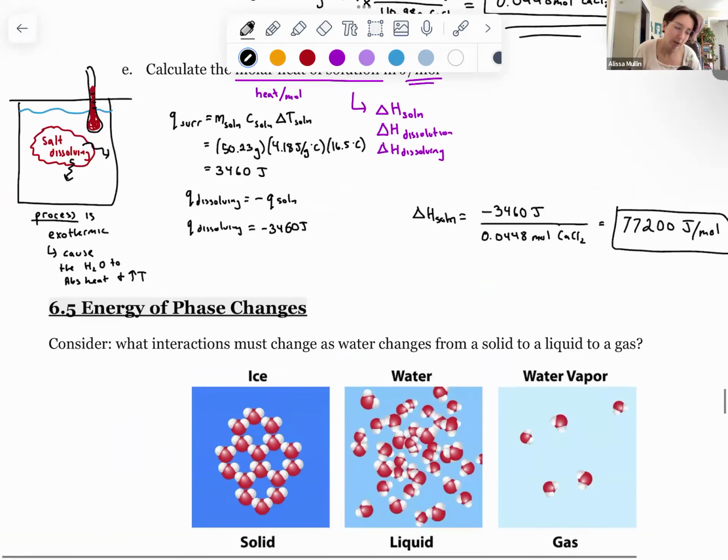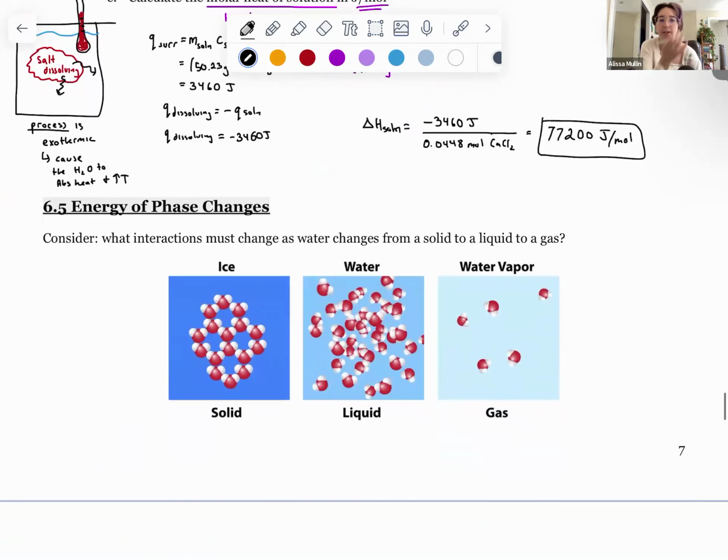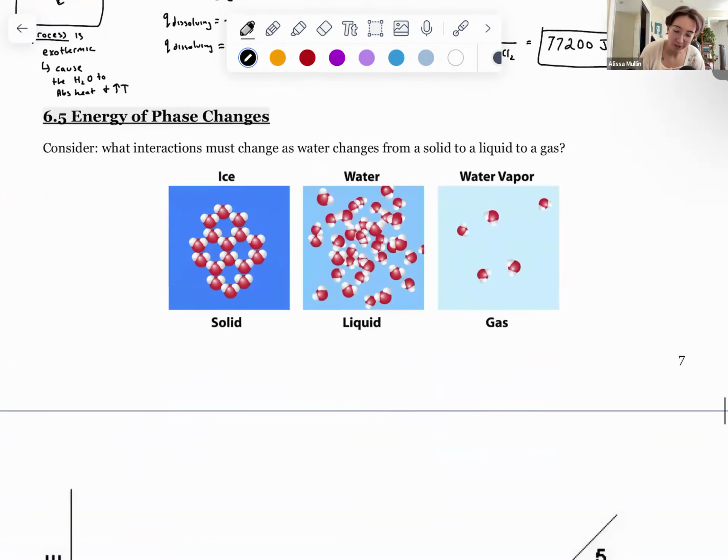Okay, so that's calorimetry. Again, we're going to keep practicing that on Monday. And we're also going to connect it to our next topic, which is phase changes, physical processes in which we have a phase change. So let's consider this. Maybe think to yourself, what is involved with the process of melting something, boiling something, or freezing something? What is actually happening on the particle level?